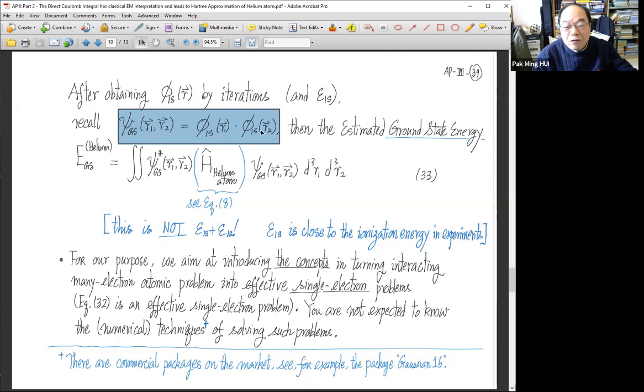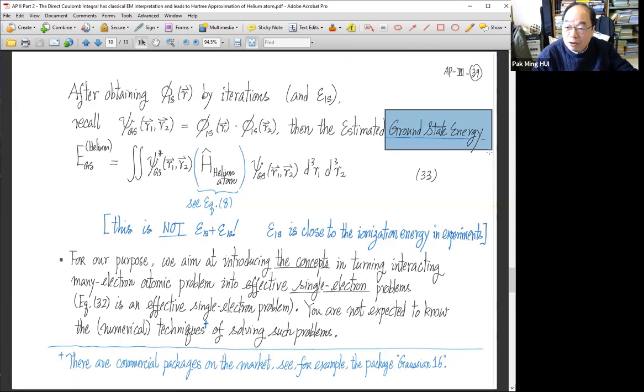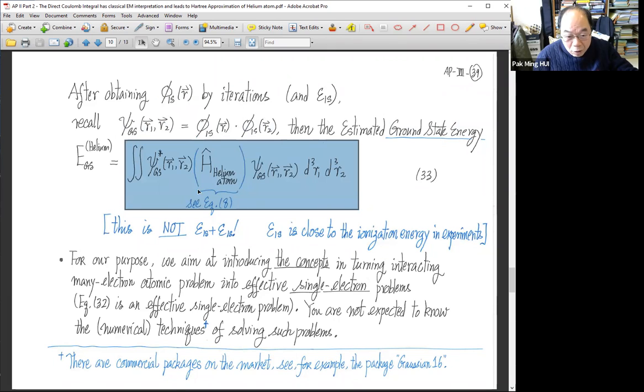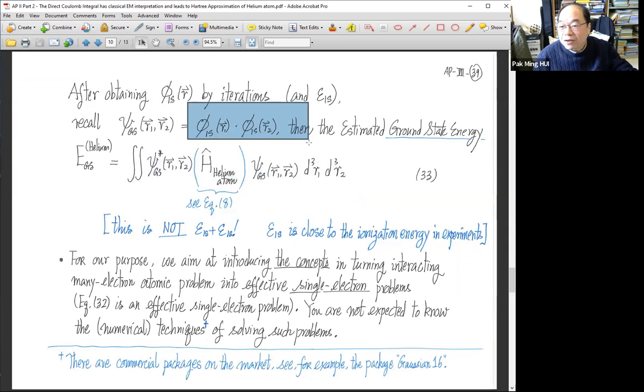Now, you have to use this again to calculate the helium ground state energy. Very easy. We are doing variational calculations, so you get the optimum thing. You do the expectation value calculation with the full Hamiltonian of the helium atom in the middle and your best guess on both sides. This is your Hartree level estimate of the helium ground state energy.